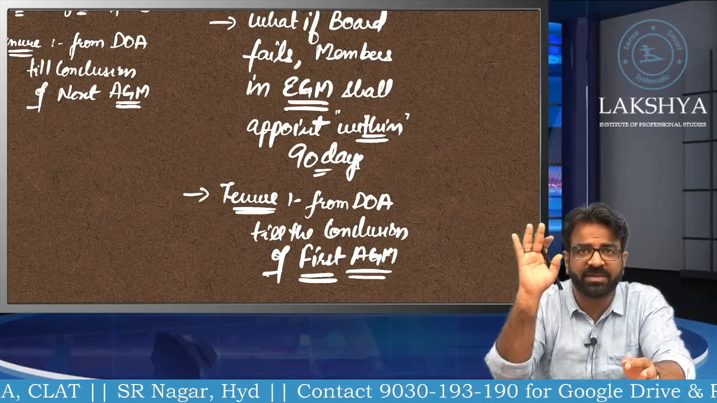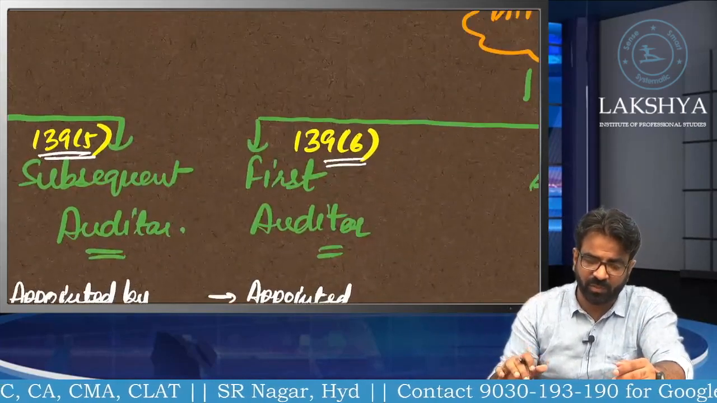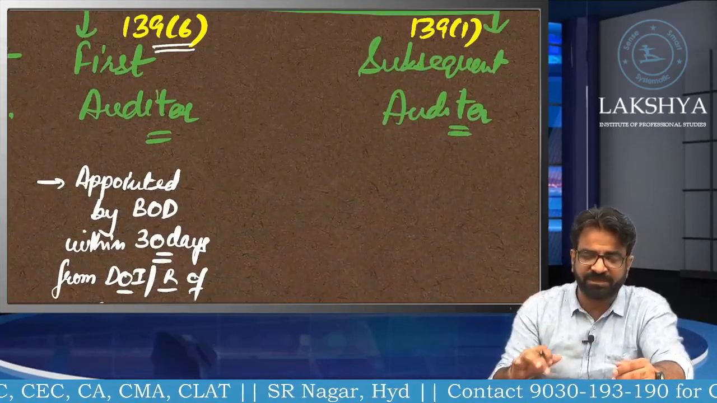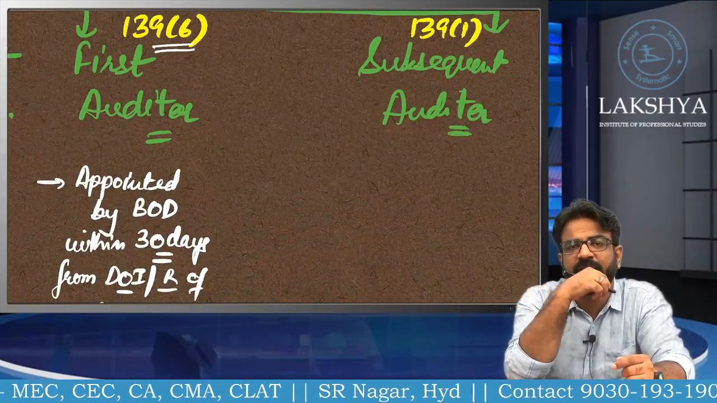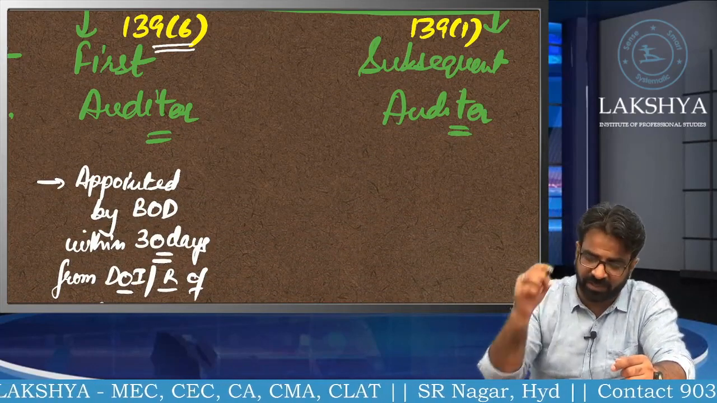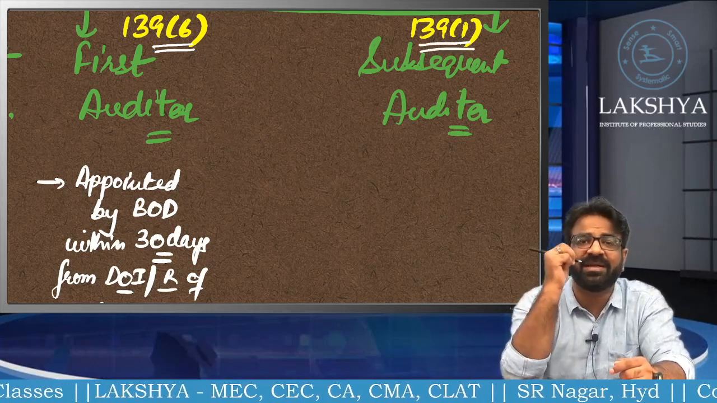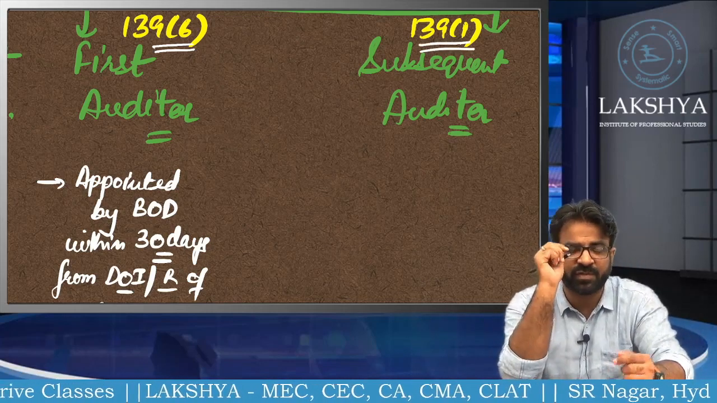I hope everyone is crystal clear. 100%. Okay, let's move to the next auditor. Who is the last auditor? What are we left with? Subsequent auditor of which company? Non-government company. So for a non-government company, what is the section number? Again, 139 subsection 1.